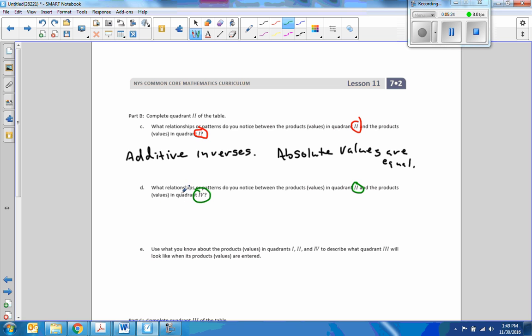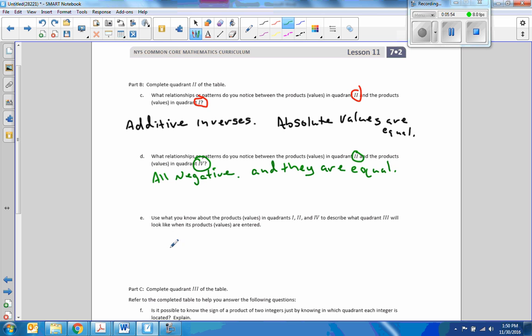Okay. Both quadrants 2 and 4 are all negative. And they are the same. What's in quadrant 2 is equal to what's in quadrant 4 with their respective location.